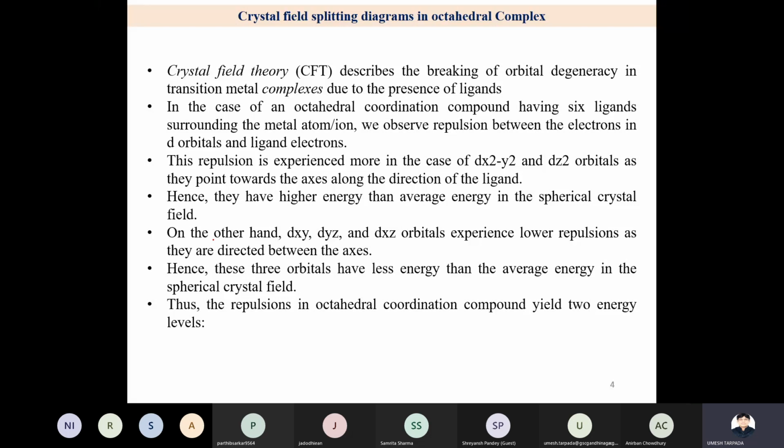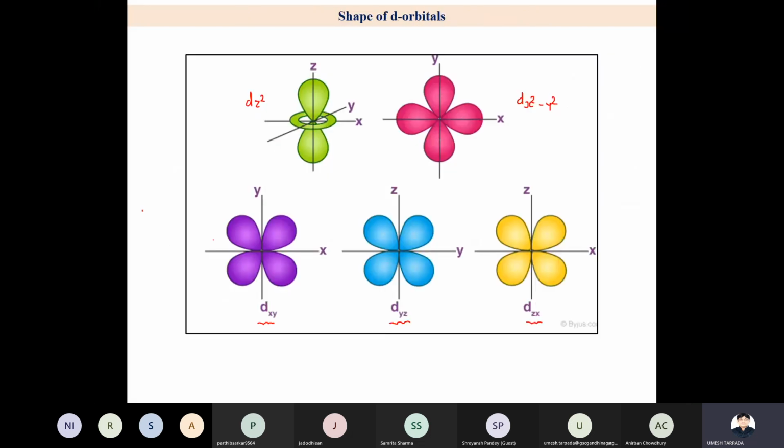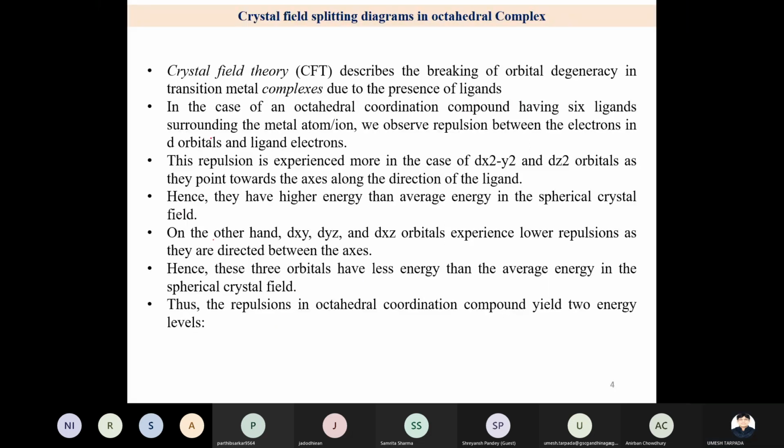It splits into two sets. So that's why you get crystal field splitting. Once a ligand approaches the metal, at that time splitting takes place. Otherwise splitting cannot happen. Otherwise all these 5 d orbitals have similar energy in the metal, but once a ligand approaches the metal, the orbitals get split. So CFT describes the breaking of orbital degeneracy in a transition metal complex due to the presence of ligands.